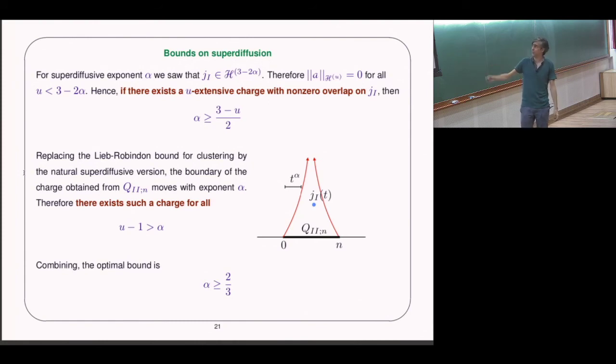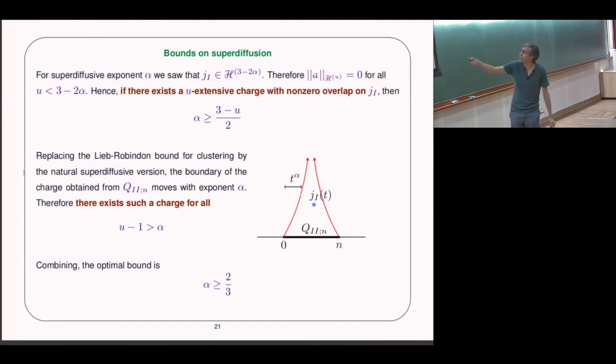And so basically, the first thing is that if there exists such a charge which is non-zero on the current, which we know is in Hilbert space 3 minus 2 alpha, then the fact that this current must be zero whenever this u is smaller than 3 minus 2 alpha imposes a lower bound for alpha. So alpha must be greater than (3 minus u) over 2. So if there exists such a charge with some fractional extensivity u, then there is a lower bound for the superdiffusive exponent. And indeed, it's clear that there must exist such a charge, and it's this Q_ii charge.